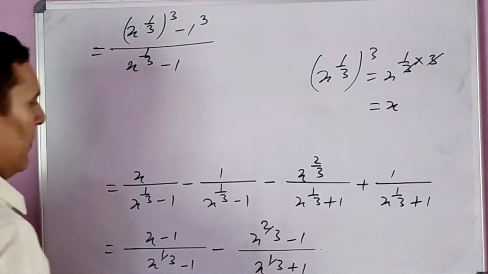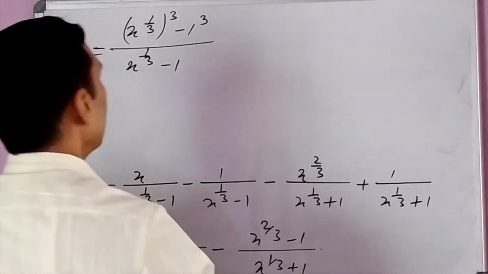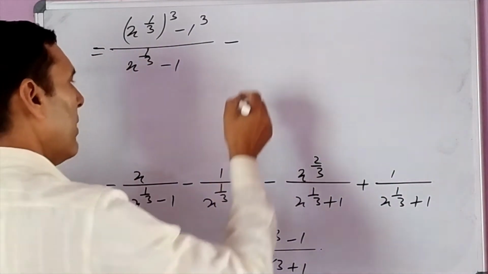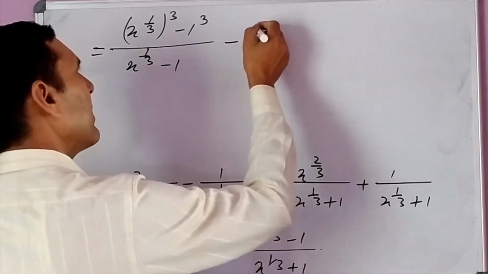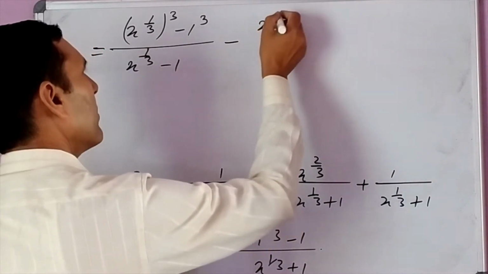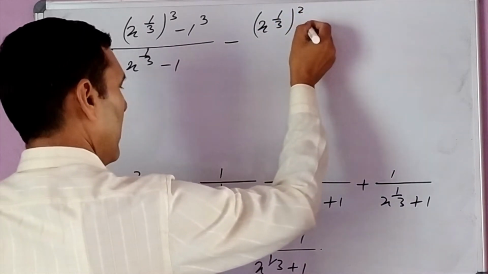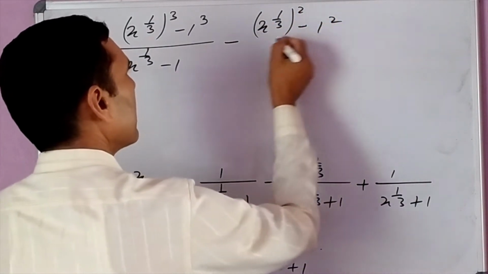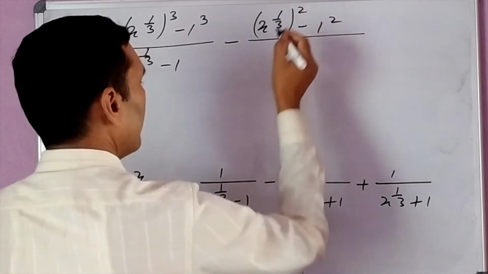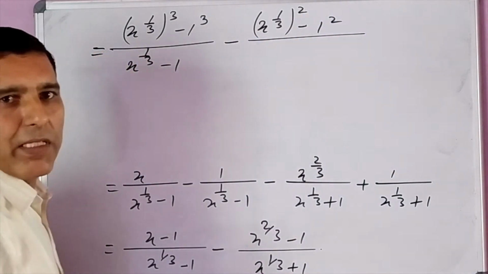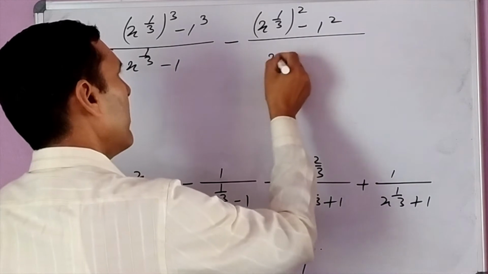In the second term also, this x to the power 2 by 3 can be written as x to the power 1 by 3 whole square. This 1 can be written as 1 square, so that we get this in the form of a square minus b square, denominator as it is.